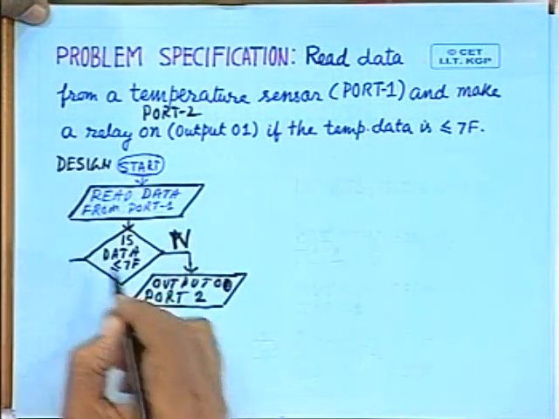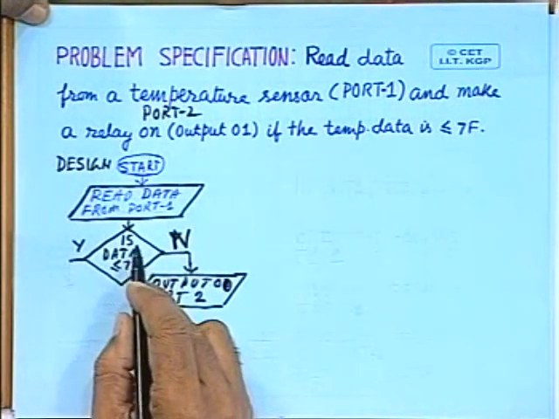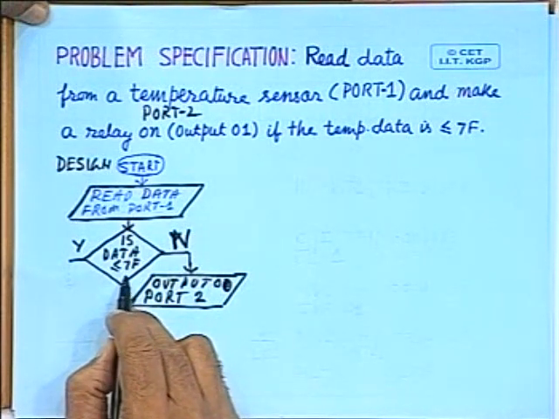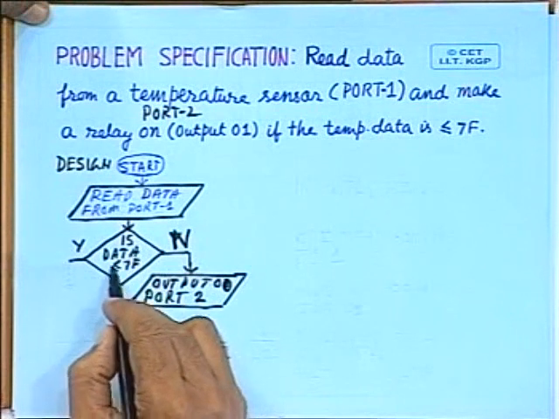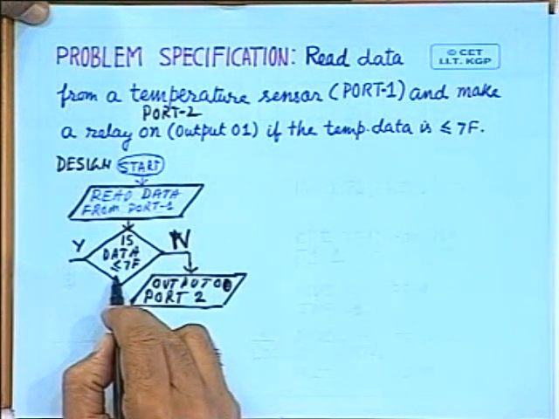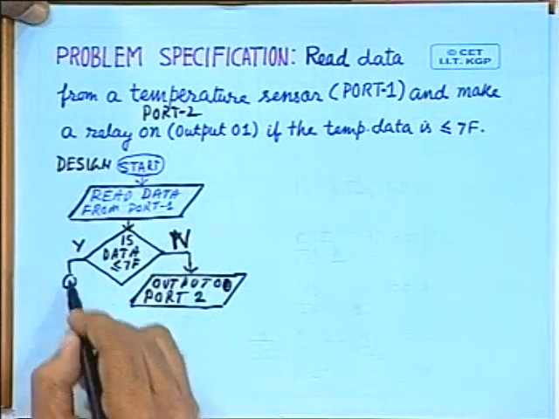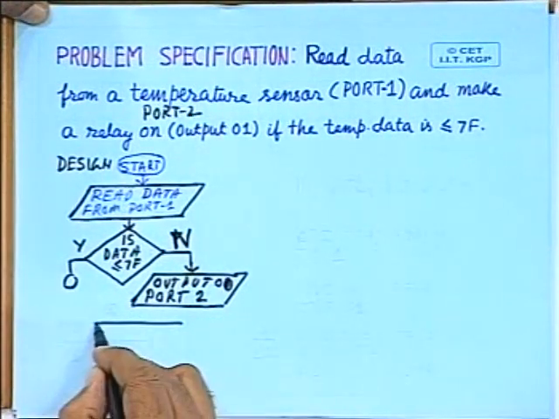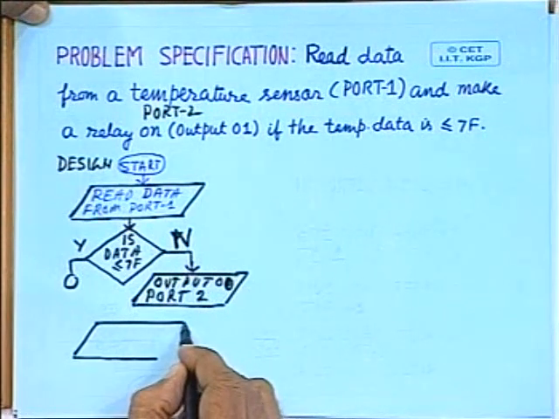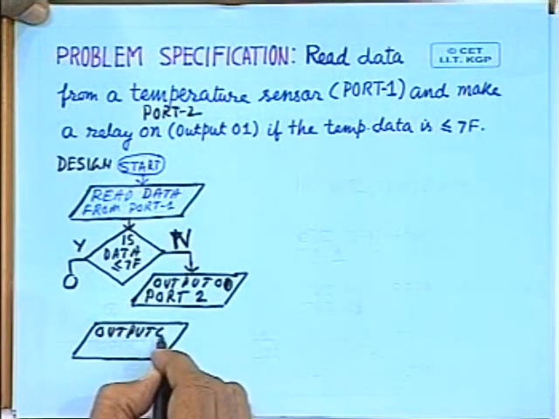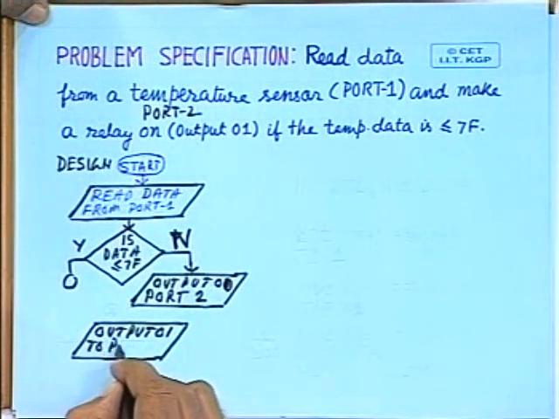Then if the answer is yes, if the data is less than or equal to 7F, then you have to output 01 to port 2.